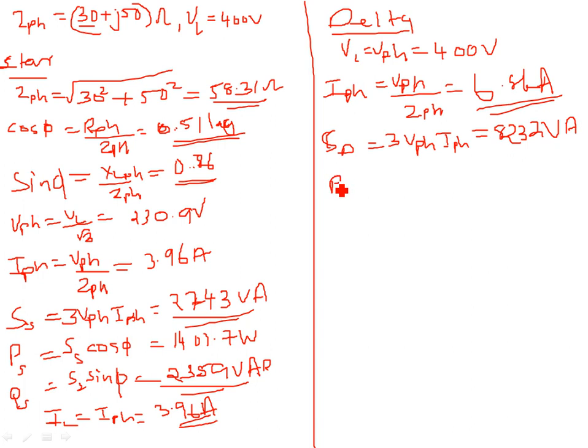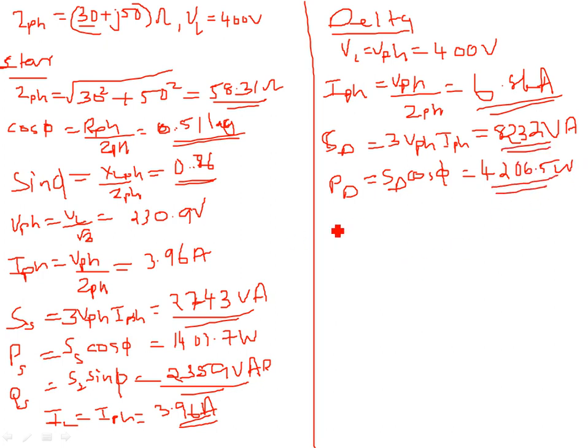Now, what is power in delta? Power in delta is S delta into cos phi. That is apparent power into cos phi. That is 8232 into cos phi, which is 0.511. That gives 4206.5 watt. Okay. So that is active power.